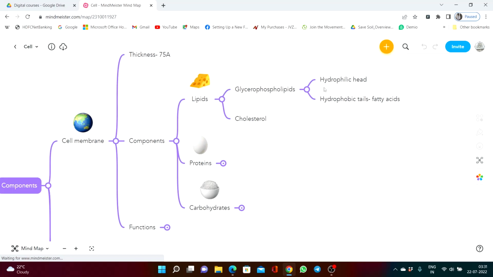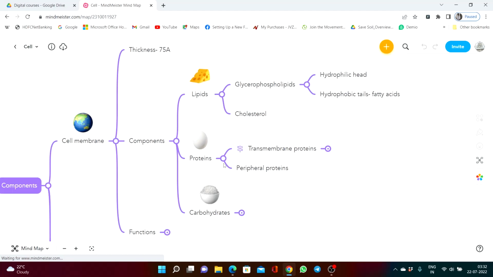These glycerophospholipids are arranged in two layers. The heads face the hydrophilic zone, which faces inside and outside of the cell, and the hydrophobic tails, which face each other, form the hydrophobic zone. The proteins, that is the second component of the cell membrane, are present in the form of transmembrane proteins and peripheral proteins.